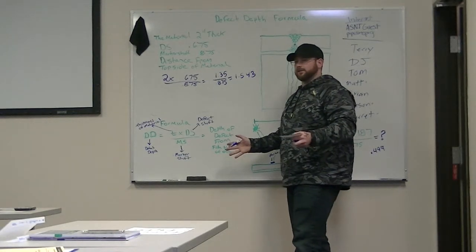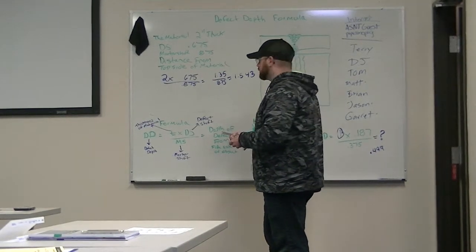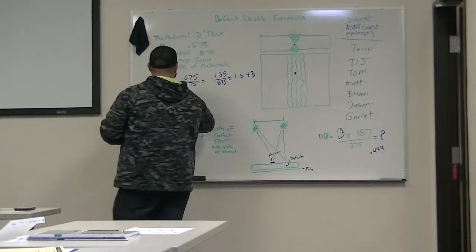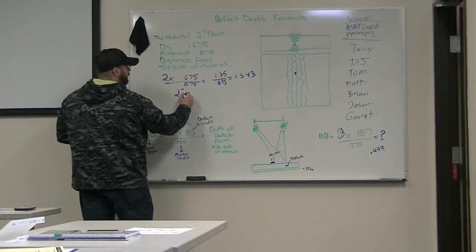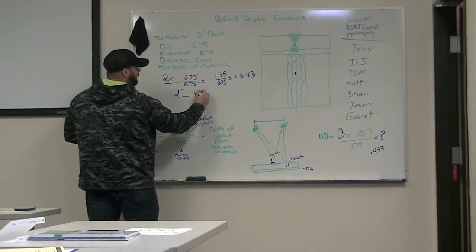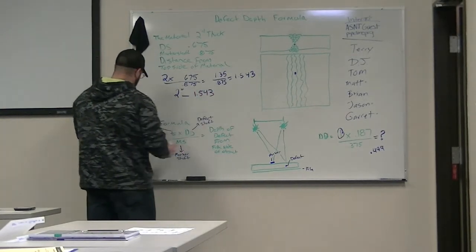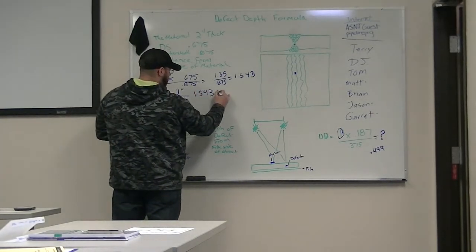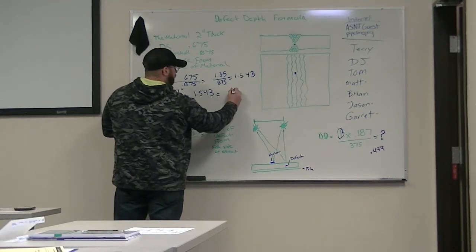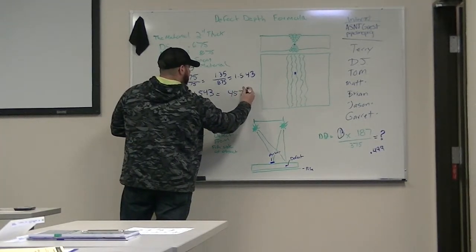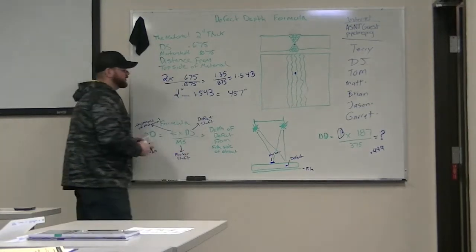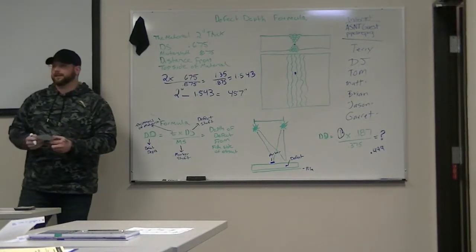We want the depth from the top side of the material. So we're going to go 2 inches minus 1.543, giving us an end result of 0.457 from the top side of the material. Did anybody get that answer?